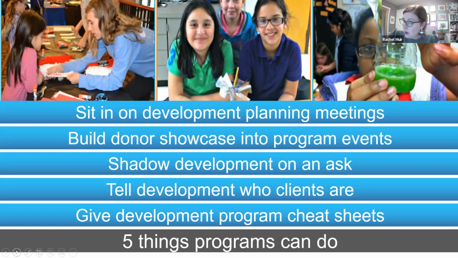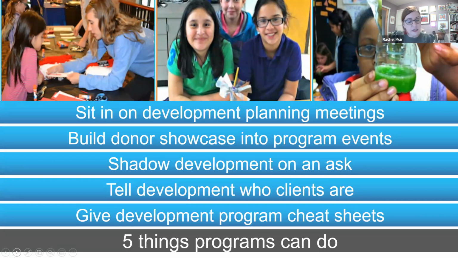Programs can shadow development on an ask. That's a great way to really see what happens on a solicitation and come close to realizing donors are just like us. Programs can also build a showcase into program events. We did this a lot at Girl Start. As soon as we had an event going well with the girls, we would invite donors in, and we would have a green room where they could mingle with other donors, and we gave them a VIP volunteer opportunity so that they could get to know the kids in an easy, normal way.